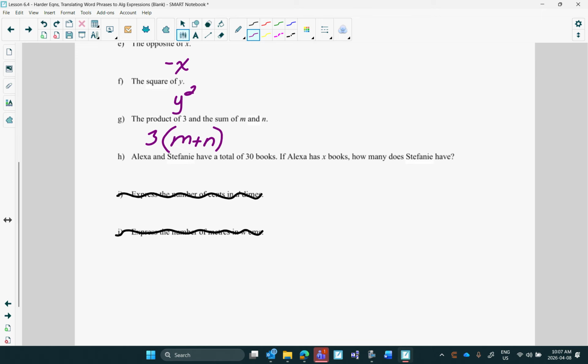If Alexa has 5 books, how many does Stephanie have? How'd you get that? Okay. If Alexa has 17, 30, how'd you get 13? Because you subtract, right? 30 minus 13. And that would work for the first 2 examples: 30 minus 10, 30 minus 5. So if she has X books, how many does Stephanie have? How did we figure it out for the other numbers? We did 30 minus whatever this is. So 30 minus X, exactly.